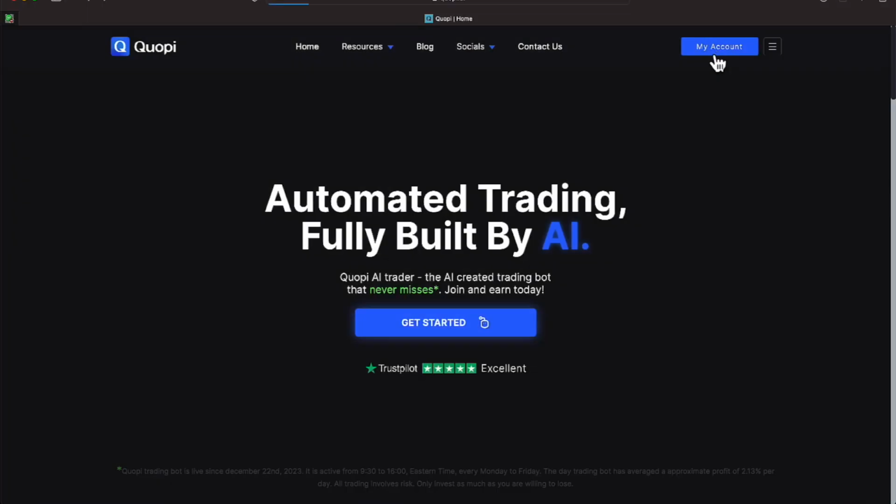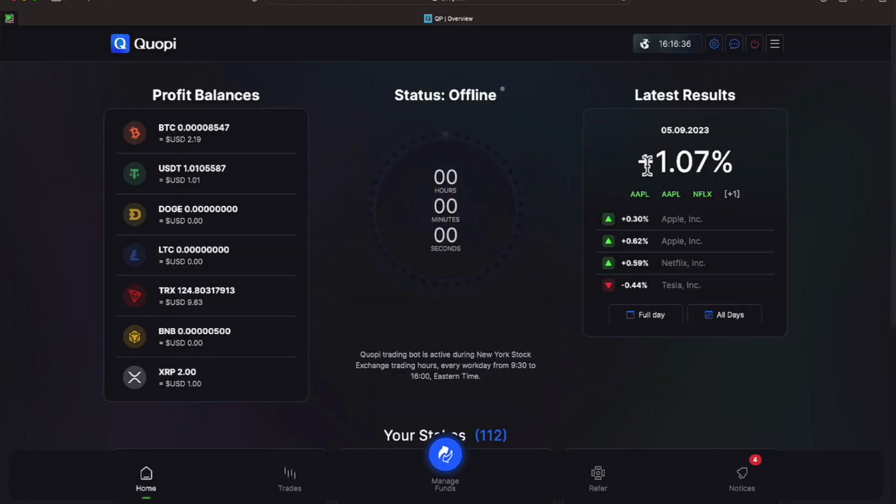Quopi's workday has finished on the New York Stock Exchange. Let's log on and check out those results. Hey everyone, it is Tuesday, September 5th. Let's jump over and see how Quopi performed today. All right, everyone, Quopi had a positive gain.